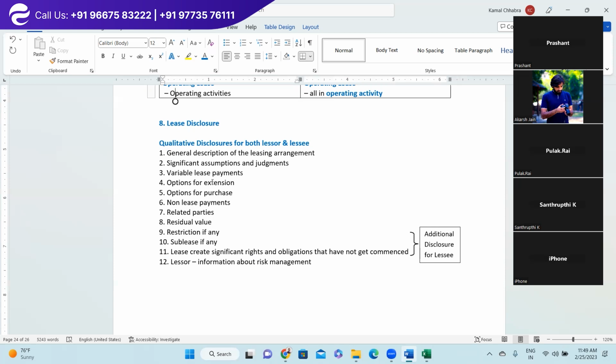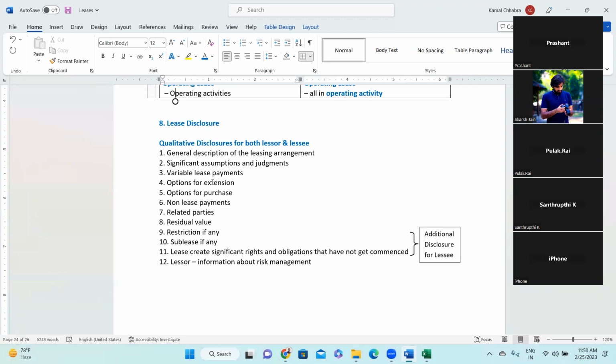The first one is a general description of the leasing arrangement. What the leasing arrangement is all about. Second is significant assumptions or judgments which the lessor or lessee has used. Like for example, leasehold improvement. You have considered the life of the leasehold improvement as 5 years, 10 years, 9 years, right? How you have come to that life. So you need to give the justification, right?